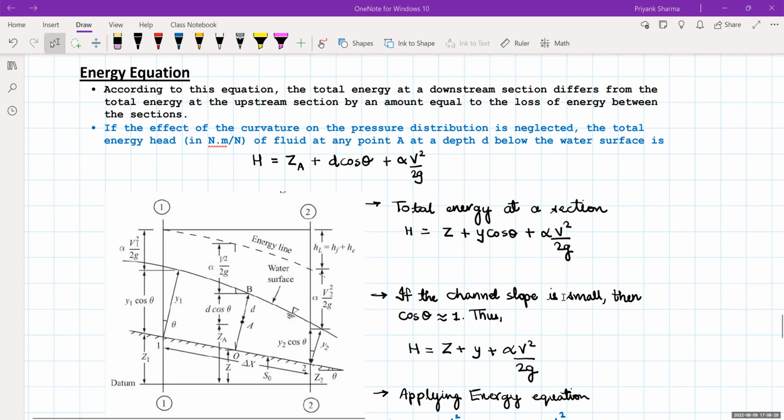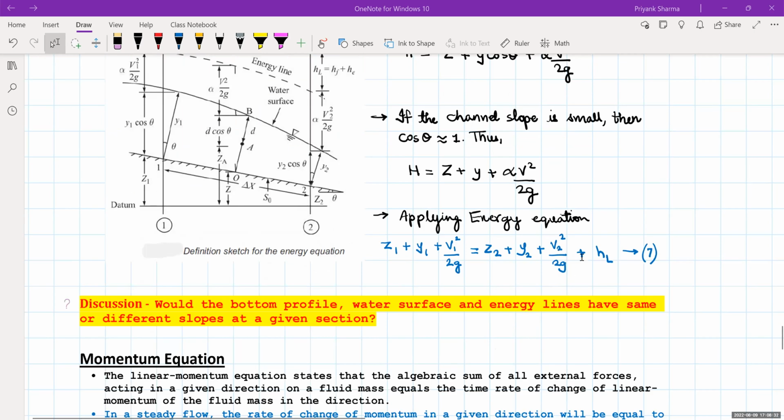So if we apply this energy equation at both the sections, then what you get is Z1 plus Y1 plus V1 square by 2G, that is equal to Z2 plus Y2 plus V2 square by 2G plus HL. Now there can be a case where you can get different alpha 1 and alpha 2 also. Usually they may be the same if there are no appreciable changes in the channel characteristics, but there may be cases where your alpha 1 and alpha 2 can be different, and the third component, that is head loss, which occurs due to this.